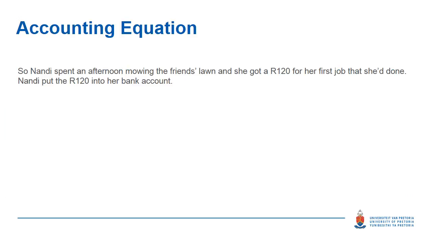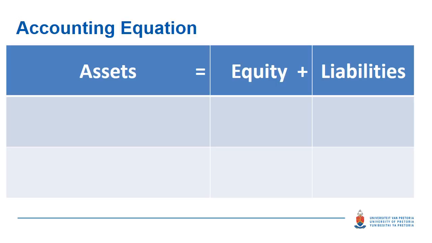So Nandi spent an afternoon mowing the friend's lawn and she got 120 Rand for her first job that she'd done. Nandi put the 120 Rand into her bank account. So her bank balance increased by 120 Rand. The 120 Rand she received from her first customer is income for her business. She earns income by mowing people's lawns, and income increases the equity of her business. So we give income a happy face.